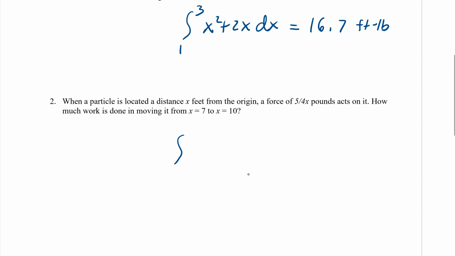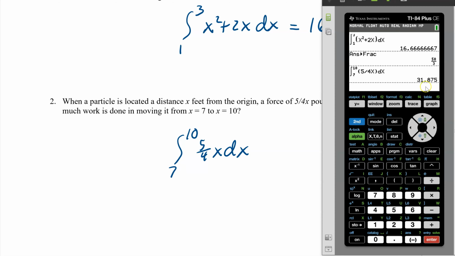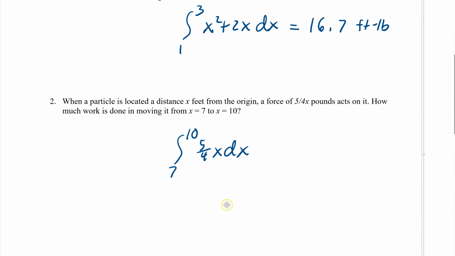This one's the same thing. We're going from 7 feet to 10 feet with a variable force of 5/4 x dx. If we plug that into our calculator, I know these are done easily, but we just want to make sure we're doing them correctly, we get 31.875 foot-pounds. Again, this is just the height times the width, a very, very thin rectangle, and we're adding them up from 7 to 10. So that is our work.